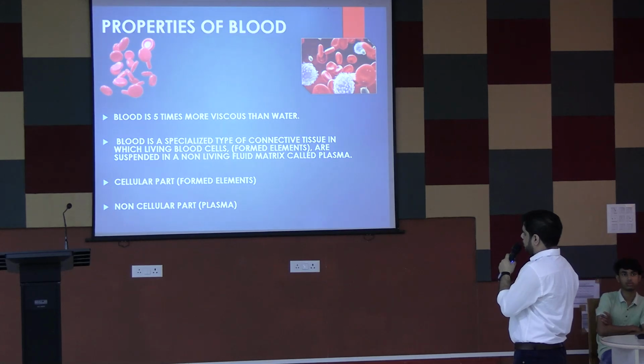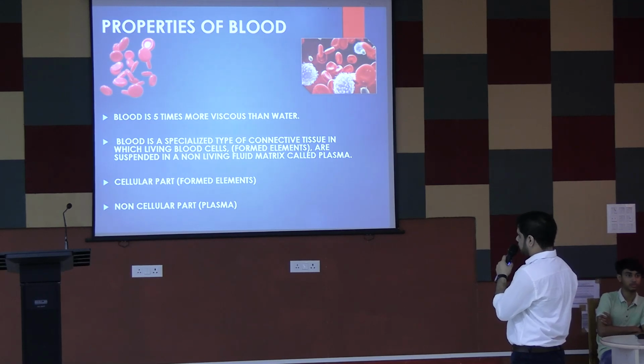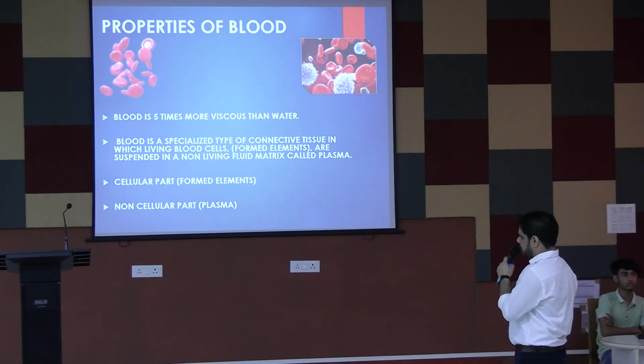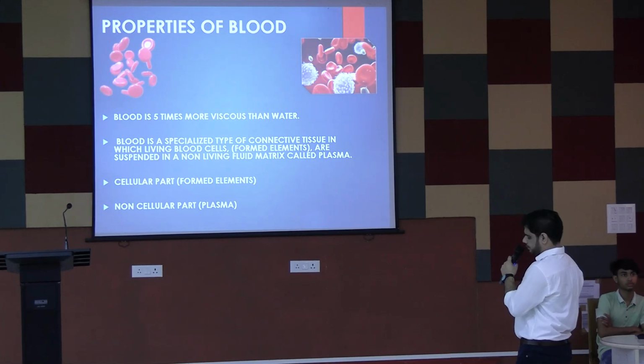Properties of blood: blood is 5 times more viscous than water. Blood is a specialized type of connective tissue in which living blood cells, the formed elements, are suspended in a non-living fluid matrix called plasma. Cellular part: formed elements; non-cellular part: plasma.